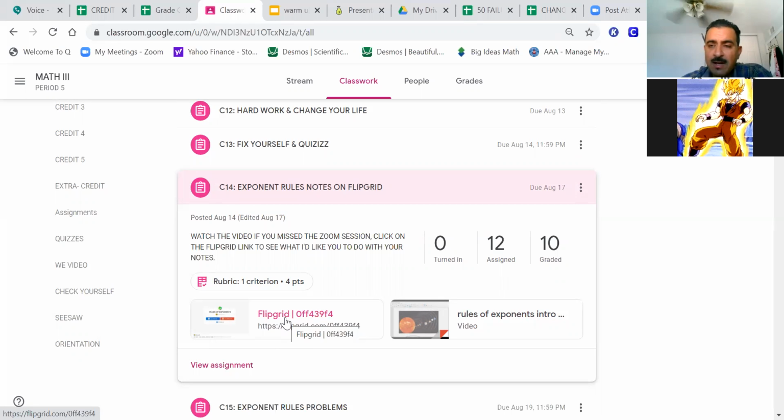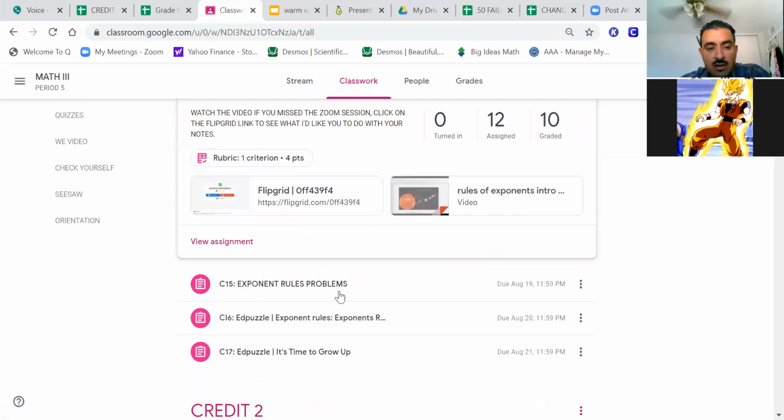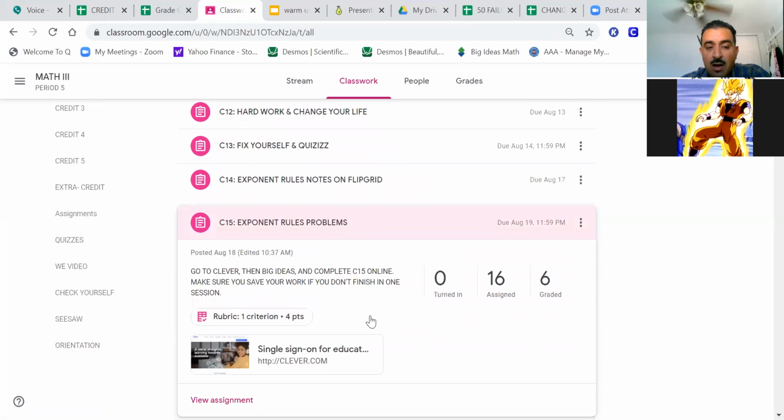Log in with your Google ID, your Google Apps ID from the district, and press play on the video that I posted. And on the video that I posted, I tell you what I want you to do. Once you're done, you're just going to mark that done, and then I go in there and grade it. If you're done with C14, then you're going to go to C15, which is actually an online assignment.